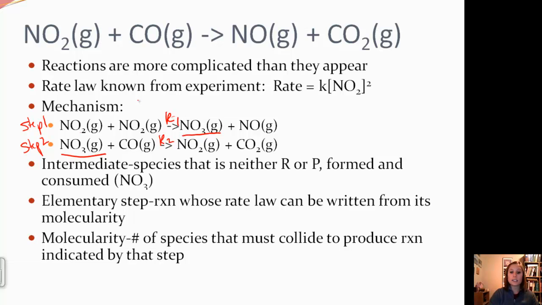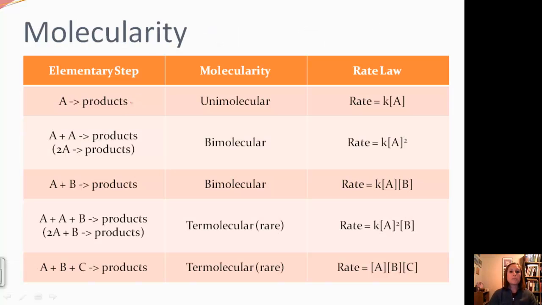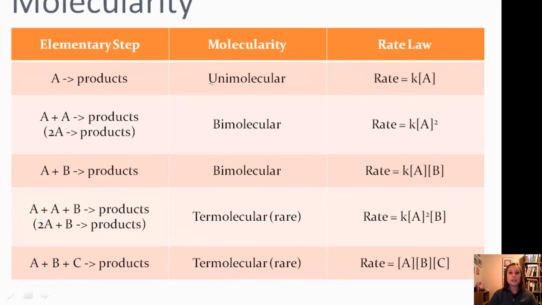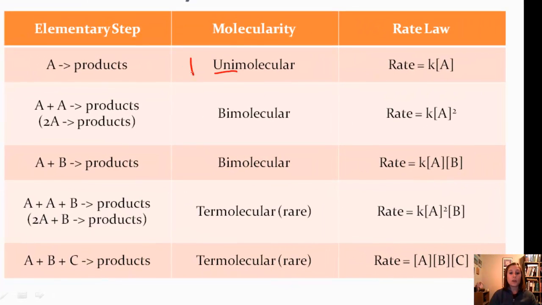Okay, so let's look at molecularity a little bit closer. There are three main types. Okay, first type is unimolecular. Well, uni implies one. And so here we've got one thing colliding to produce products. And so because we can determine rate from molecularity, our rate is just k times the concentration of A, or A to the first power. So unimolecular, rate, order of 1.